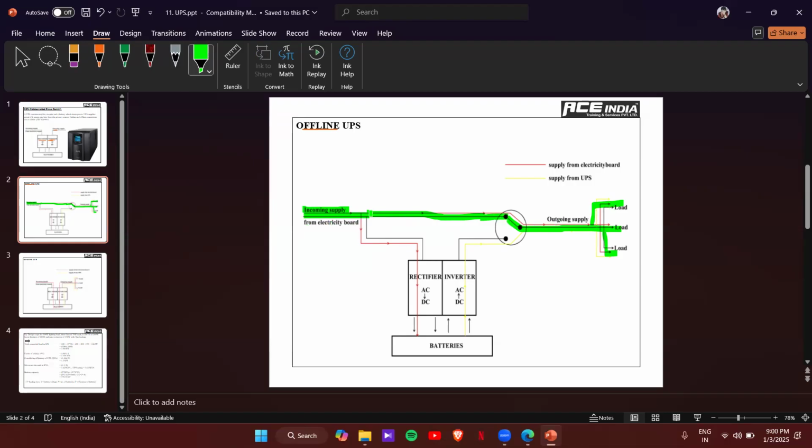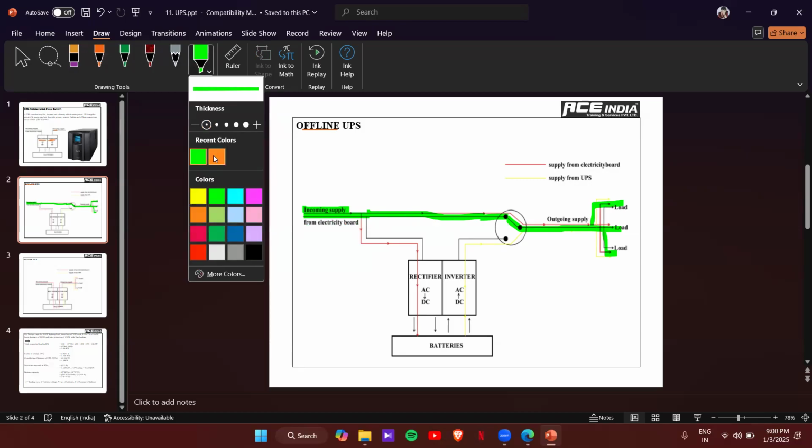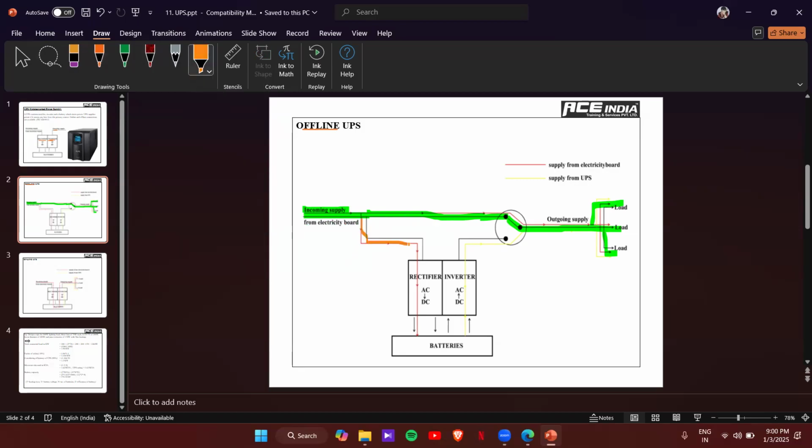At the same time, we will take a tap connection. From this tap, we will connect to the UPS, especially to the rectifier. The rectifier will convert the AC to DC, and the power will be stored in the battery. When there is no supply, the changeover will switch back to the UPS side.